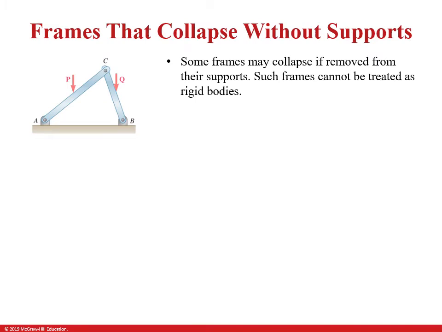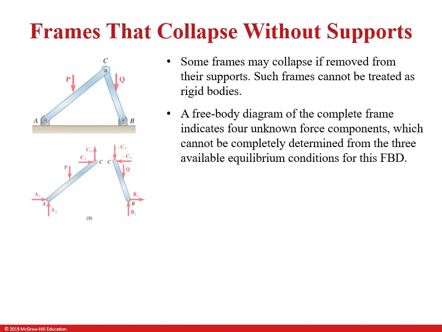All right, here's an example of a frame that would collapse without supports, right? If you detached it from A and B, it would just kind of fall apart. You can't really treat this as a rigid body. And notice here, we've got at point A, we would have two reaction forces, and point B, we've got two reaction forces. So let's look at this.